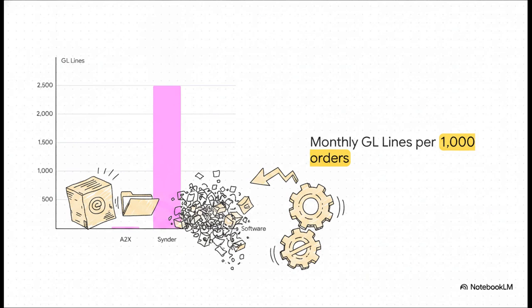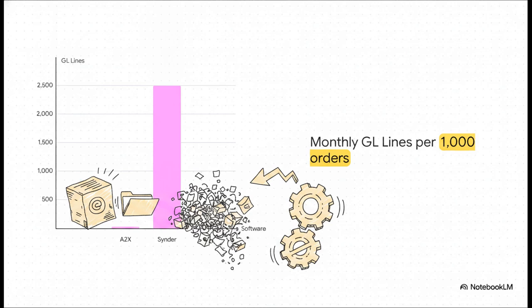Now, this is where the philosophy literally hits reality. If you process 1,000 orders in a month, A2X bundles those into payouts, generating roughly 30 lines in your general ledger. 30. It keeps your QuickBooks file light, nimble, and fast. Synder, since it's syncing every order, fee, and refund separately, generates around 2,500 lines in your general ledger for those exact same 1,000 orders. That itemized syncing is definitely powerful, but you can see how quickly it can bloat and clog up a QuickBooks file, right?